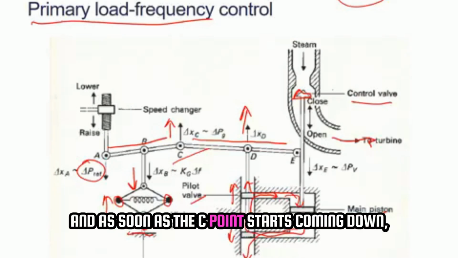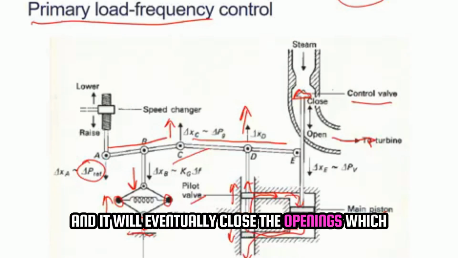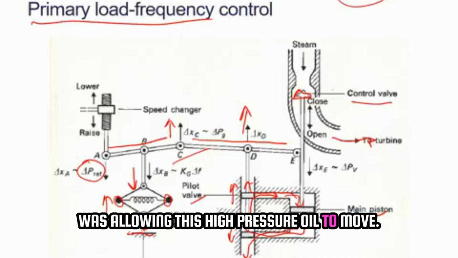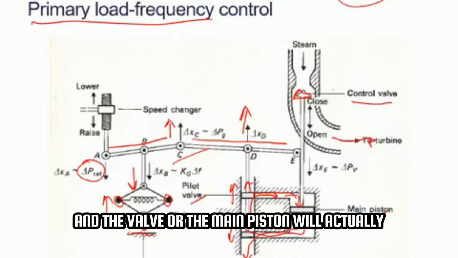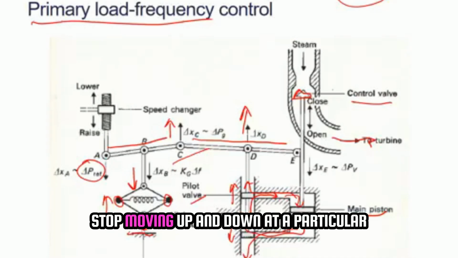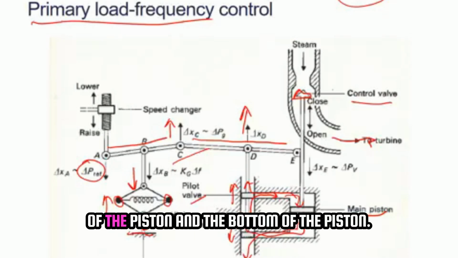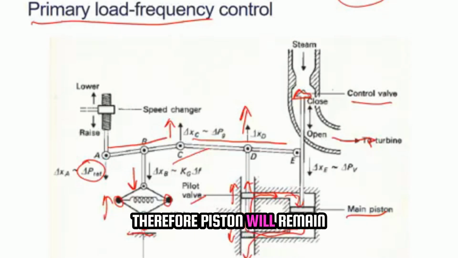And as soon as the C point starts coming down, the D point will also start coming down, and it will eventually close the openings which were allowing this high pressure oil to move. The main piston will stop moving up and down at a particular point wherever this opening was set. And you can see that because there is high pressure oil present at the top of the piston and the bottom of the piston, the piston will remain stable and stand still. At that point it will not move.